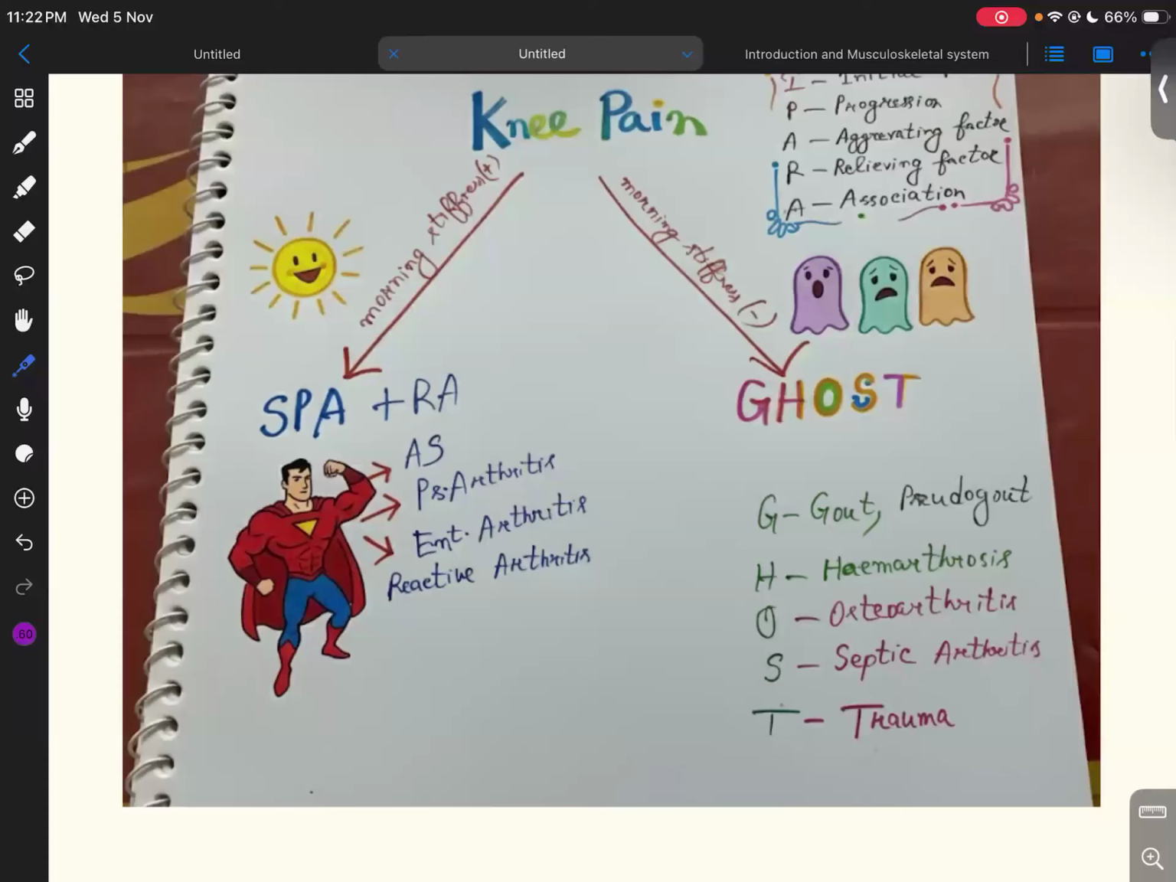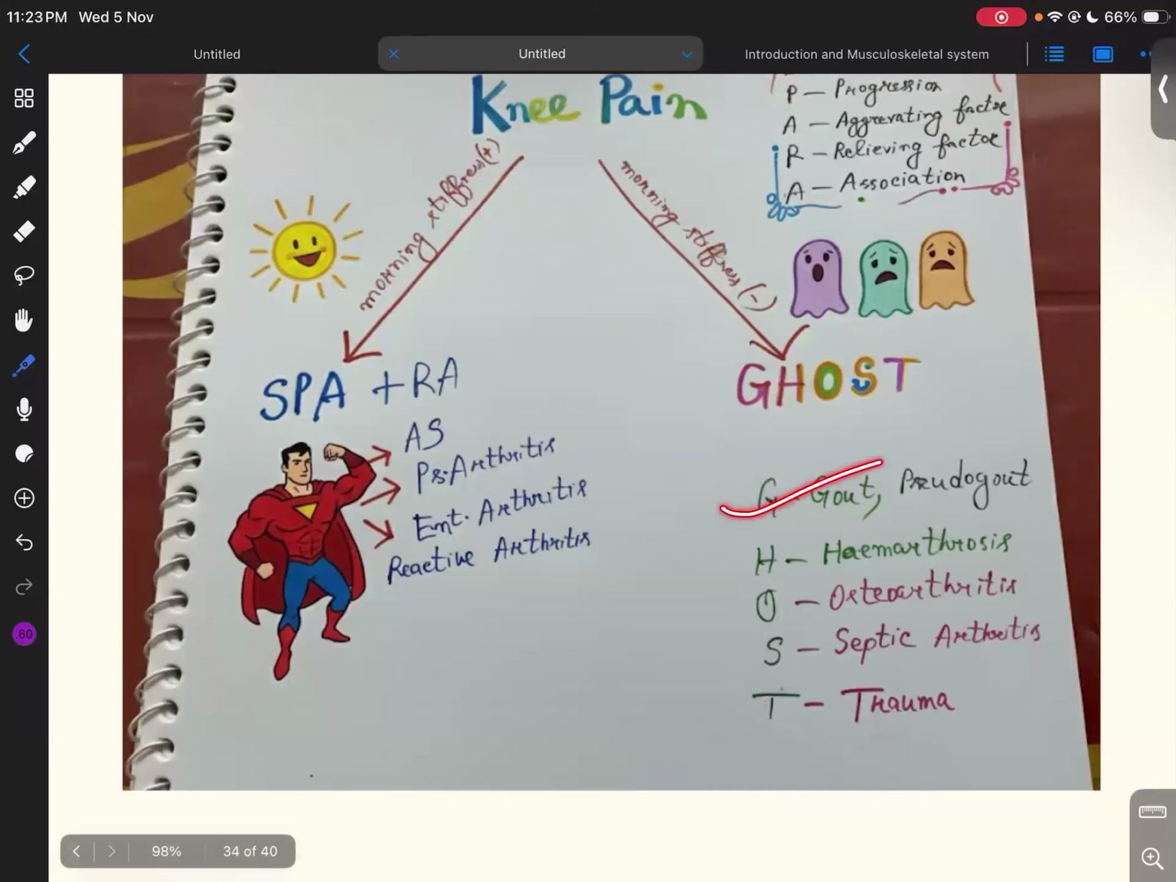Then if the cause is mechanical, the mnemonic is GHOST. So what goes for GHOST? G goes for gout and pseudogout. H goes for hemarthrosis. O goes for osteoarthritis. S goes for septic arthritis. And T goes for trauma.